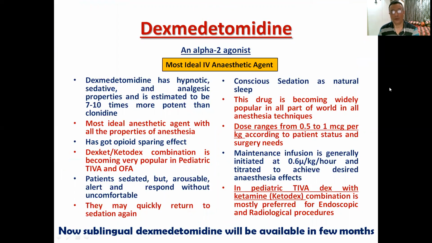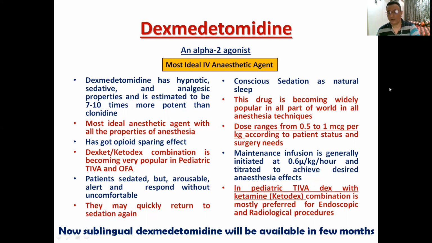My third drug is dexmedetomidine, the most ideal IV anesthetic agent in our armamentarium. It is an alpha-2 agonist. Dexmedetomidine has hypnotic, sedative, and analgesic properties and is estimated to be 7 to 10 times more potent than clonidine. It has an opioid-sparing effect. I told you the Dexcat Ketodex combination is becoming very popular in pediatric TIVA and even opioid-free anesthesia. When patients are sedated with dexmedetomidine, they are arousable, alert, and respond without any discomfort, and then may quickly return to sedation again. So it gives conscious sedation or physiological sleep.